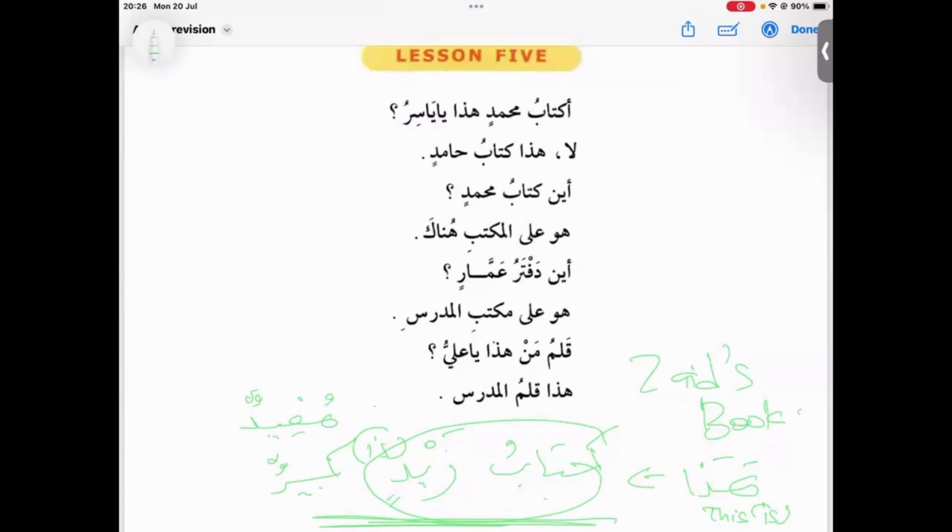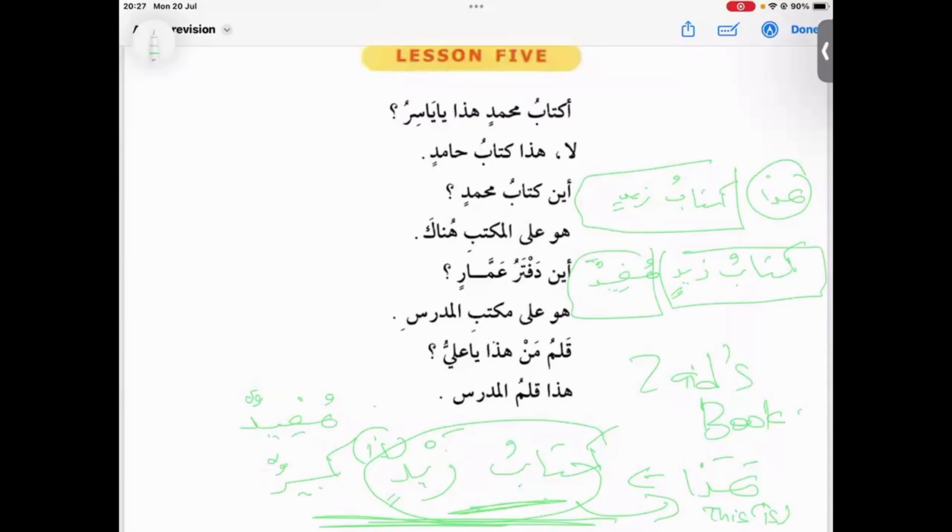Because we said Jumla Ismiya is divided into how many parts? The first part and the second part, the mubtada and the khabar. In this case it's the second part for hada. So you can say hada kitabu Zaydin. Then hada is the mubtada and this is the khabar. Or you can say kitabu Zaydin mufidun. Here it's the mubtada and this is the khabar.